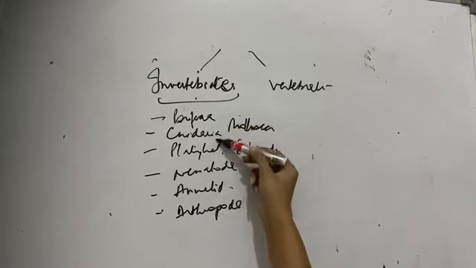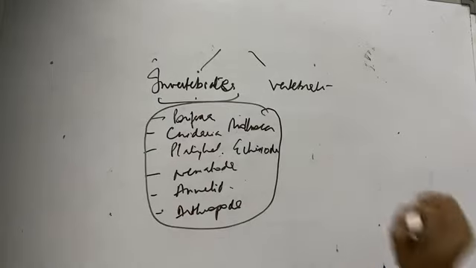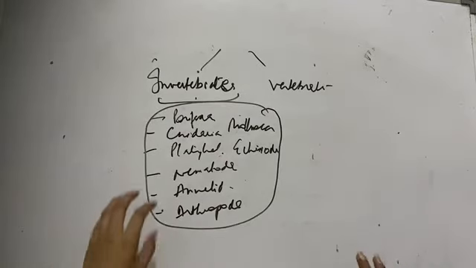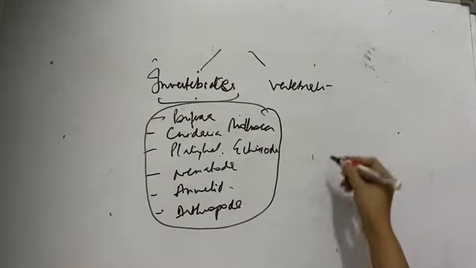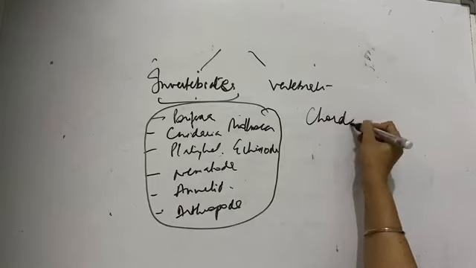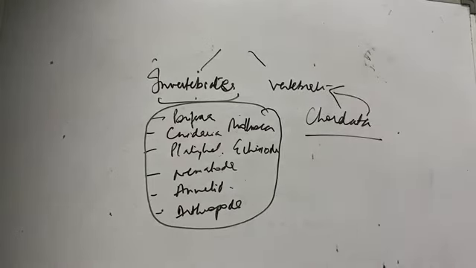How many were there? 1, 2, 3, 4, 5, 6, 7 and 8. All these are not having any kind of backbone, so they all come under the category of invertebrates. Now we are starting the last phylum, the name of which is Chordata, which comes under the vertebrates. Means they all are having the backbone.